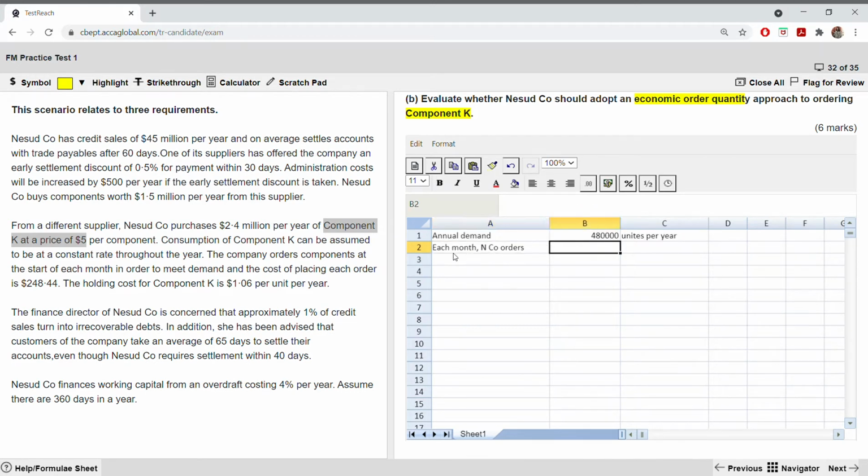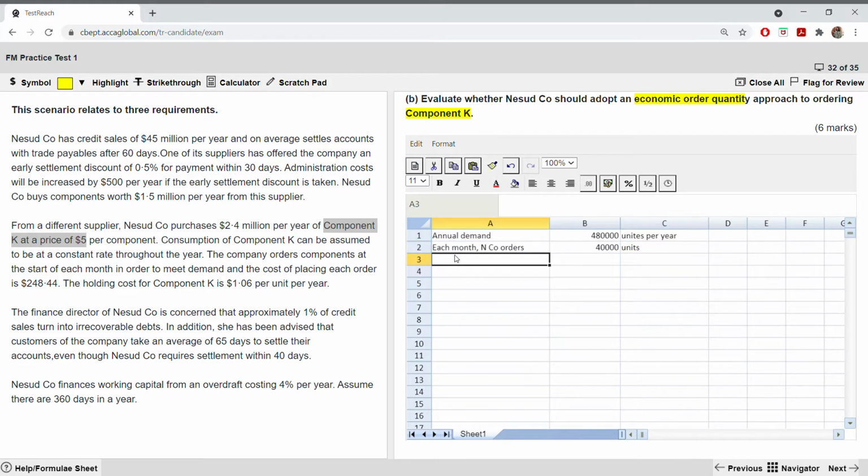Definitely, to find how much they order each month, you first have to start with annual demand, because if you don't find the annual demand, you cannot find the next one. So it is equal to annual demand, the units per year, divided by how many? 12, right? For each month. So for 12 months, that is 40,000 units.